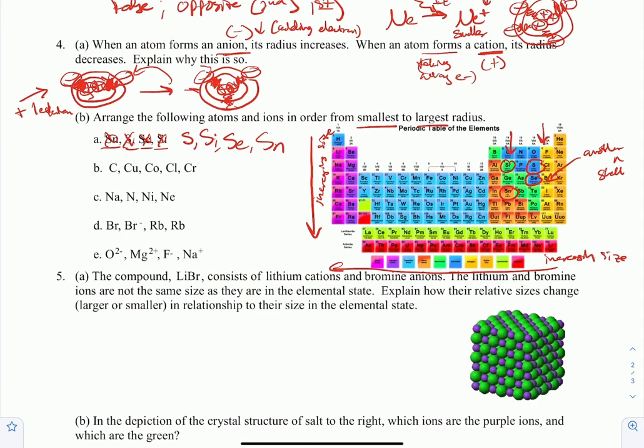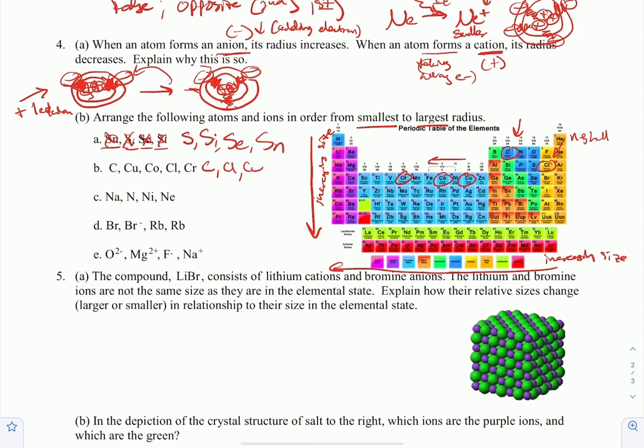All right, so letter B, we've got carbon, cobalt, chlorine, copper, and chromium. Let's circle them really quick to see where they are. I noticed that carbon is at the very top, but chlorine is over here. But remember, chlorine has another end shell than carbon does. So carbon is going to be first, the smallest. Then we'll put chlorine, and then we'll put copper.